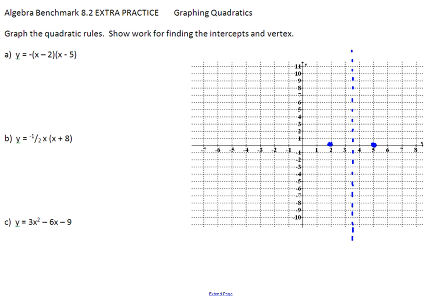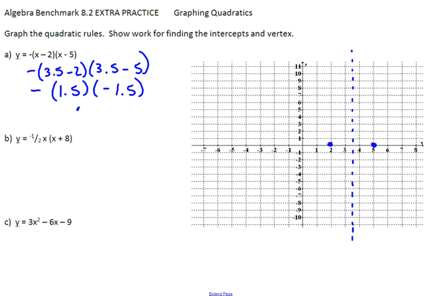erase this. I get the opposite of 3.5 minus 2, 3.5 minus 5. This gives me negative 1.5 times negative 1.5 here. And that is positive 2.25. So y equals 2.25 when x is 3.5. So if I go to the ordered pair 3.5 and then up 2.25, just estimate that dot right there, that'll be my parabola vertex, and it looks like it's opening down.